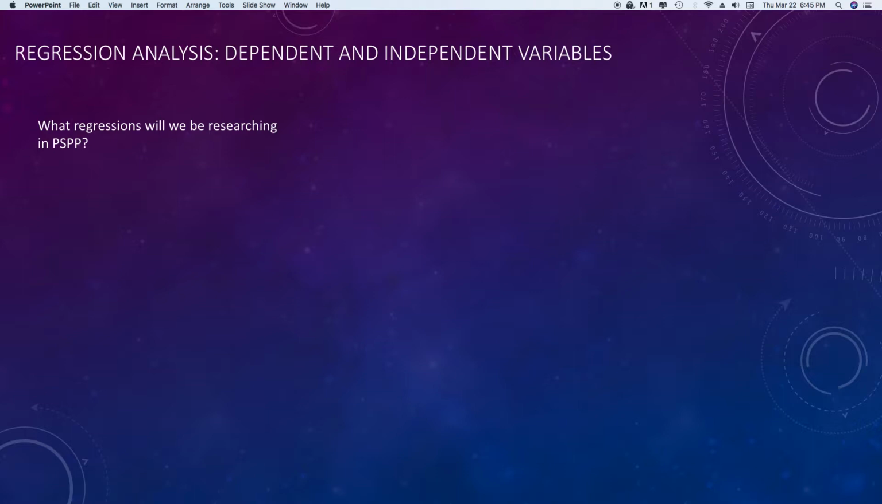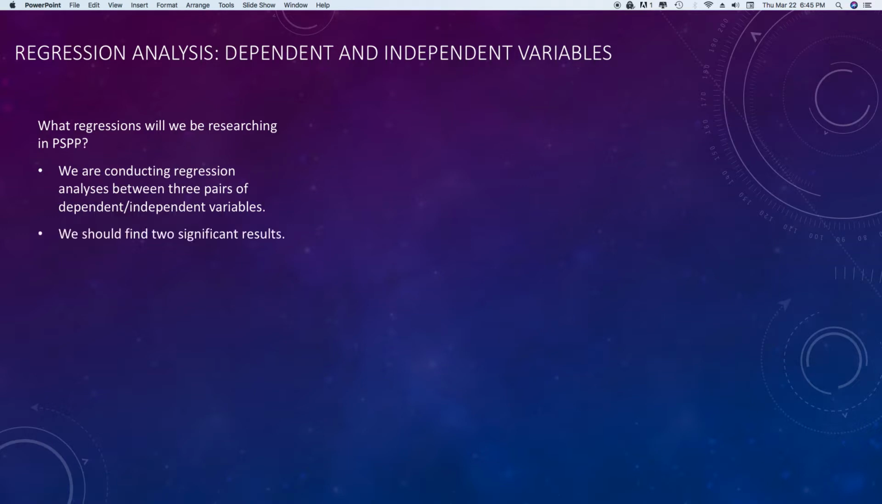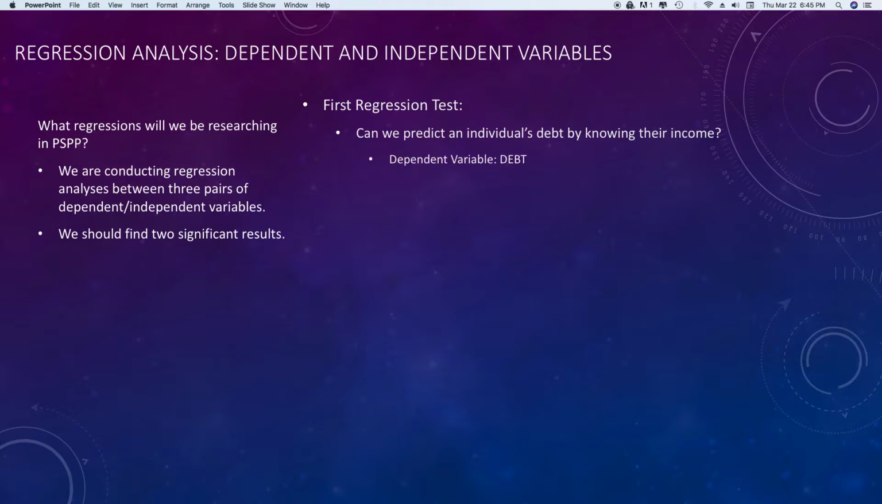So within our regression analysis, what are the dependent and independent variables? We're going to be conducting regression analyses between 3 pairs of these variables. And per the instructions, we should find 2 significant results. So our first test, we're going to ask the question, can we predict an individual's debt by knowing their income? In this test, the dependent variable is debt, independent is income.